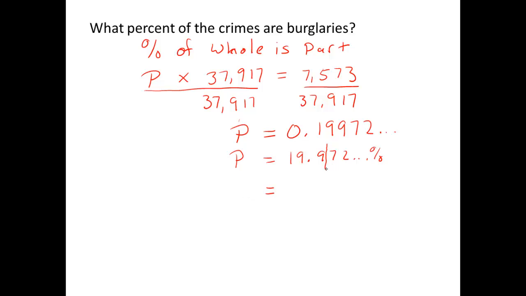The 7 tells the 9 to go up to a 10, which will round this 9 up to a 10, and the 10 will then round this to a 2. So we get 20.0%.